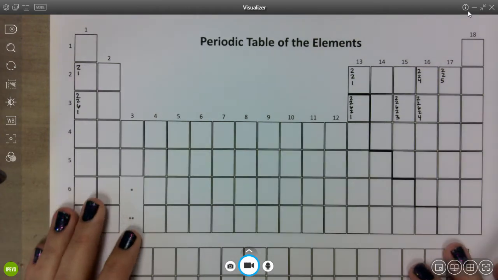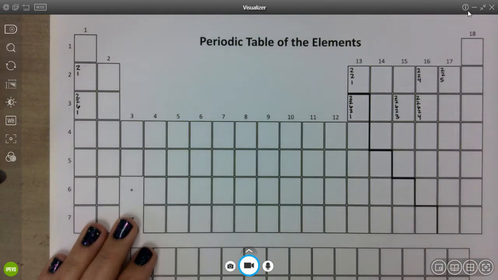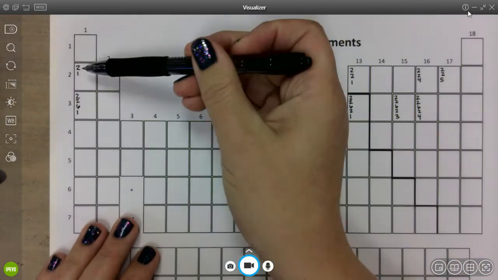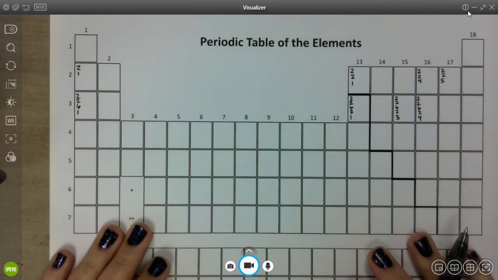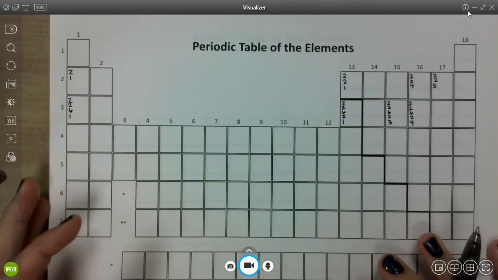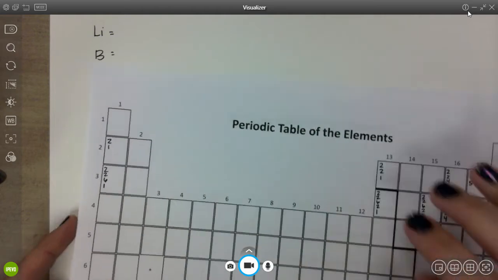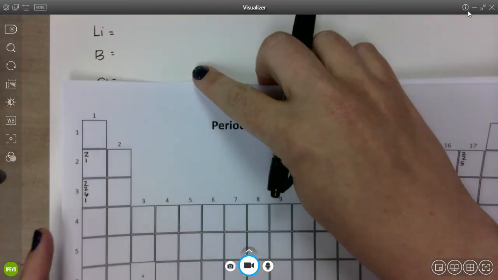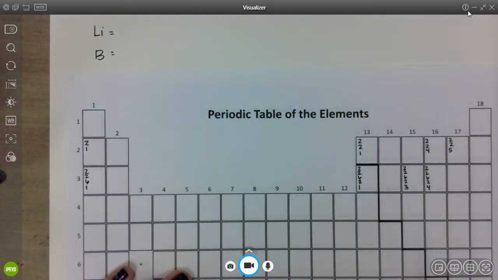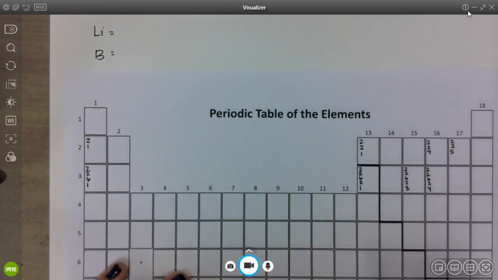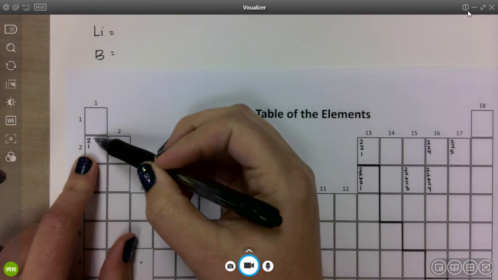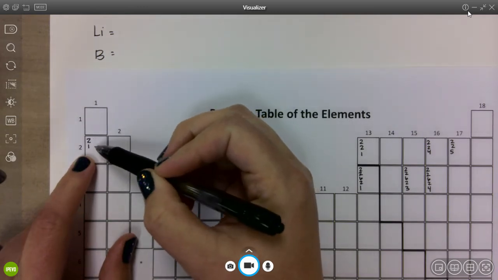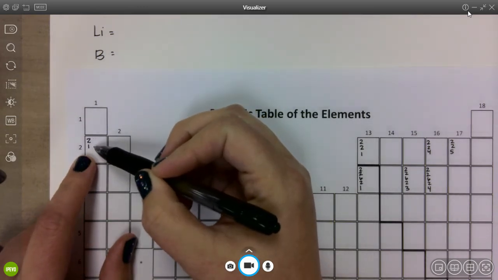Okay, so when we want to write an electron configuration, these numbers in the subshells are really important. And what we need to be able to do is write down their electron configuration. So I'm going to show you what lithium's is, and then I'm going to show you a shortcut on how to figure that out. If we look at the subshells for lithium, lithium's first subshell had 2 electrons in it, and then its second one had 1 in it.